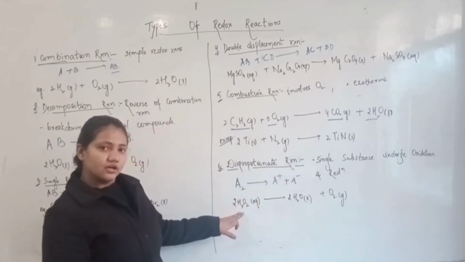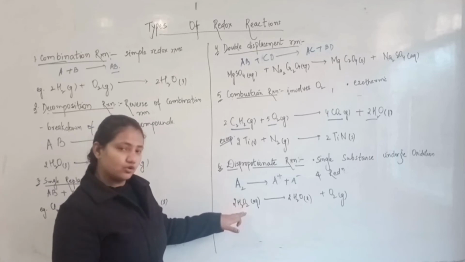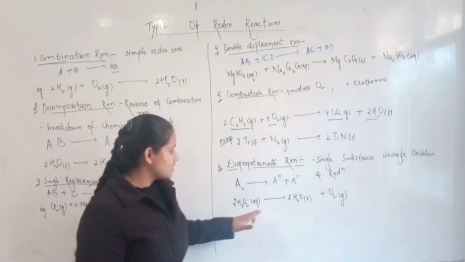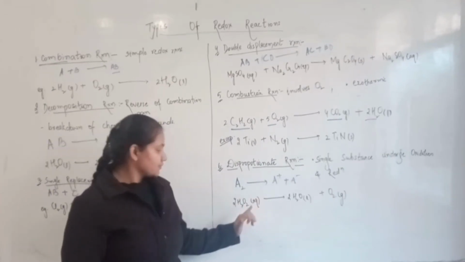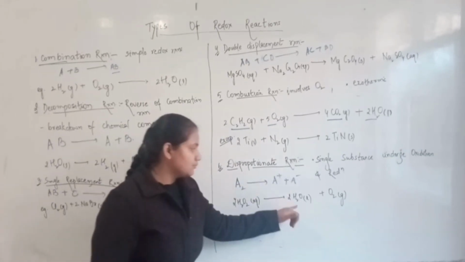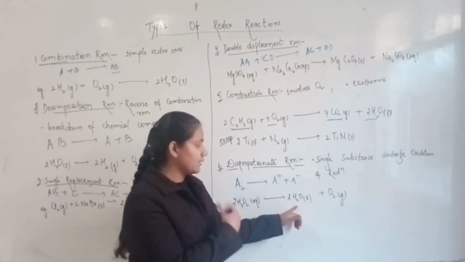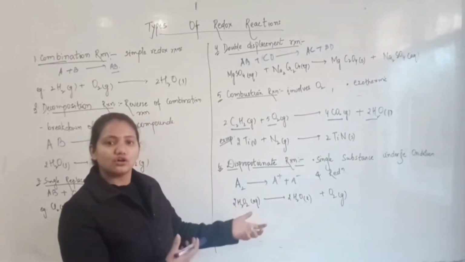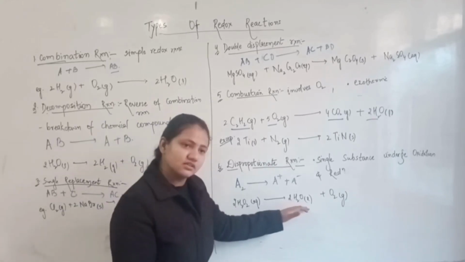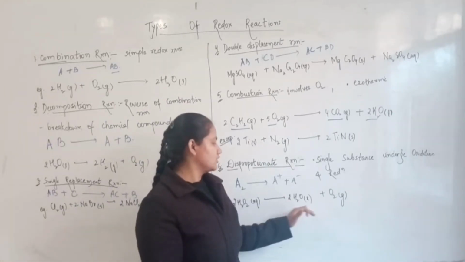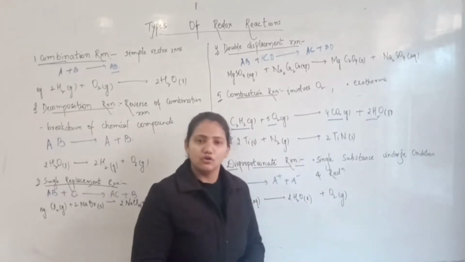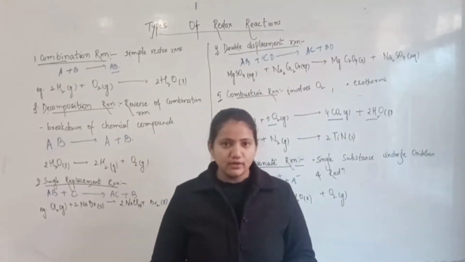For example, here, hydrogen peroxide undergoes reduction over here and oxidation over here, because the oxygen is getting detached from hydrogen peroxide when it forms water. There is a loss of oxygen atom, so this is the reduction product, and this is the oxidation product. I hope this video is quite clear to you and the content as well.